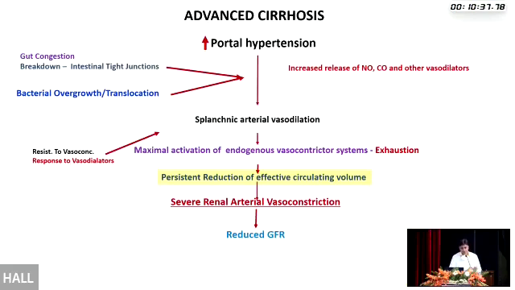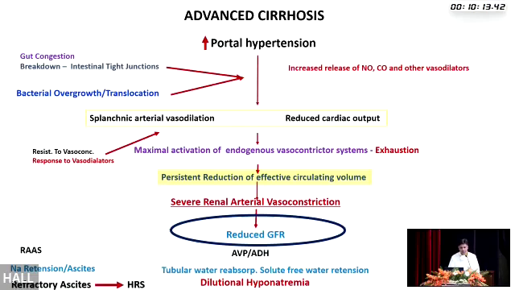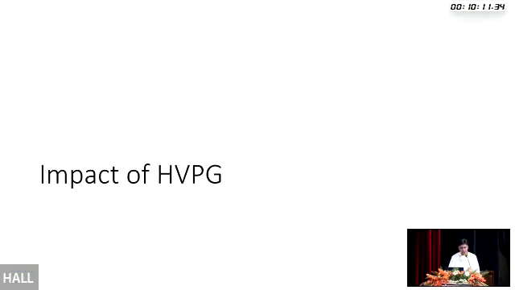So the main players are increased portal pressure, gut congestion, bacterial translocation, splanchnic and systemic vasodilatation that leads to persistent reduction in effective arterial blood volume. The body tries to compensate, but there is an exhaustion of compensatory mechanisms, and there is reduced cardiac output. So this reduced GFR ultimately leads to ascites that is difficult to mobilize.